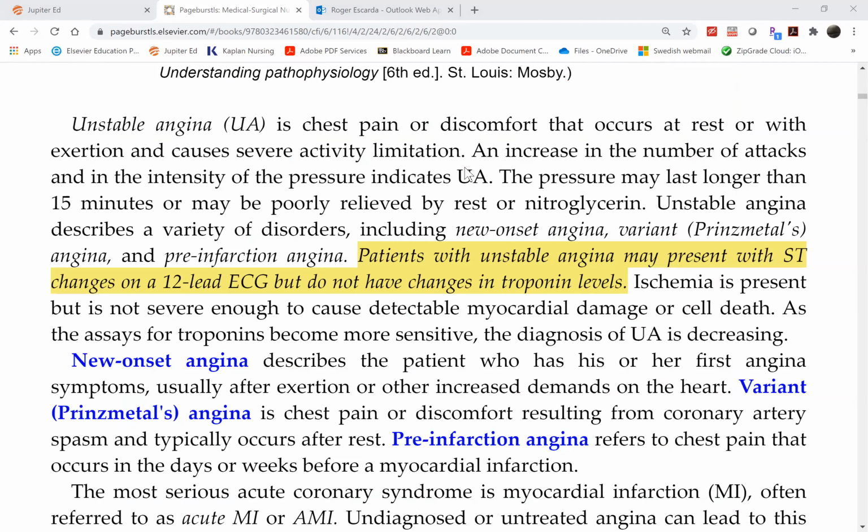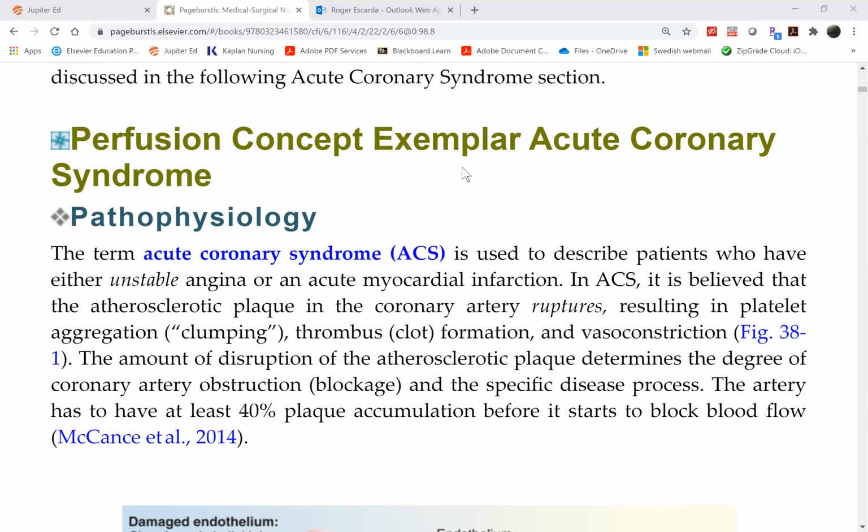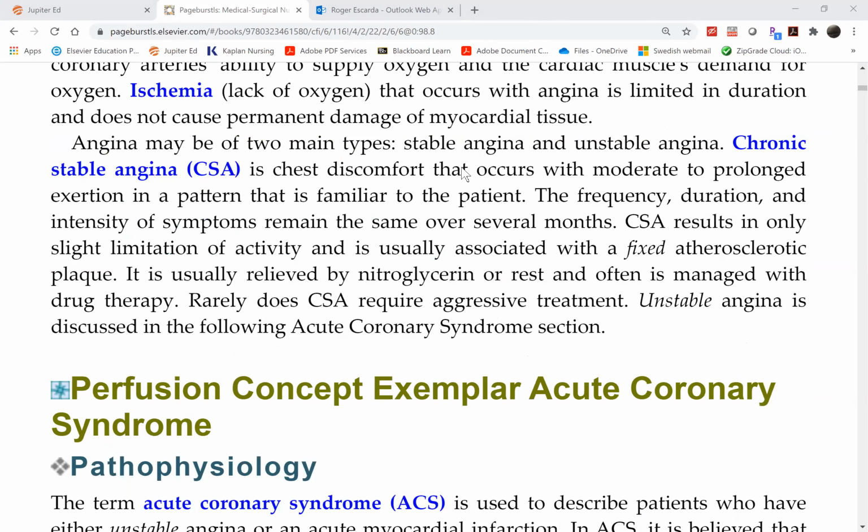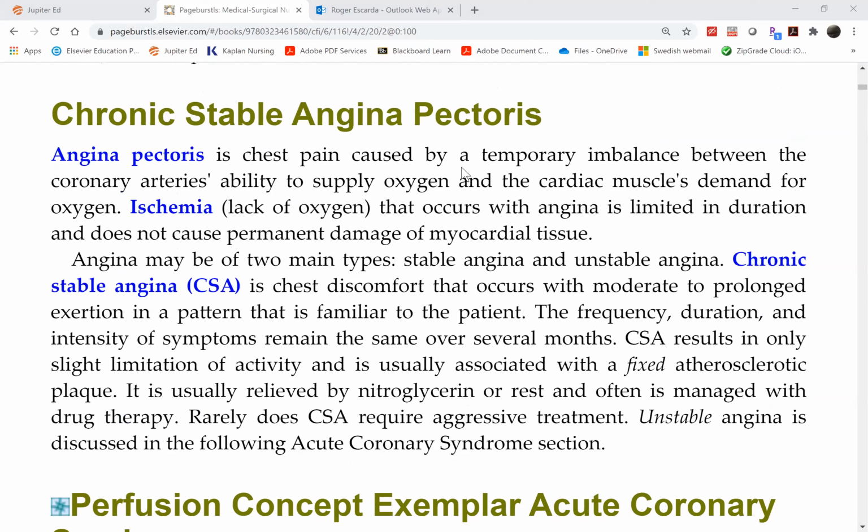So let's go to chronic stable angina. As long as the patient has adequate blood flow, even though the artery is already 20% or maybe up to 50% blocked, as long as there is still blood flow to the myocardium, the patient will go on, life as usual.